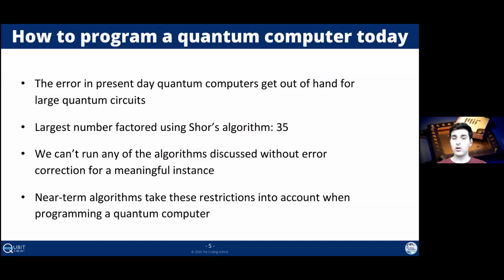For example, the largest number that's been factored using Shor's algorithm, I believe, is 35. Beyond that, there's just so much error in the system and errors accumulate to the extent that you really can't do any proper quantum computing. So we really can't run any of the algorithms that we've discussed, at least in the class of the first three algorithms, without error correction for any meaningful instances. That brings us to thinking about near-term algorithms, which take these restrictions into account when we actually try to program a present-day quantum computer.